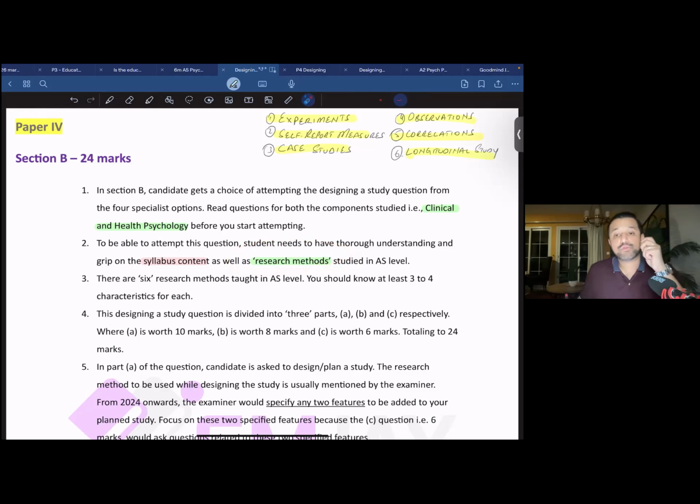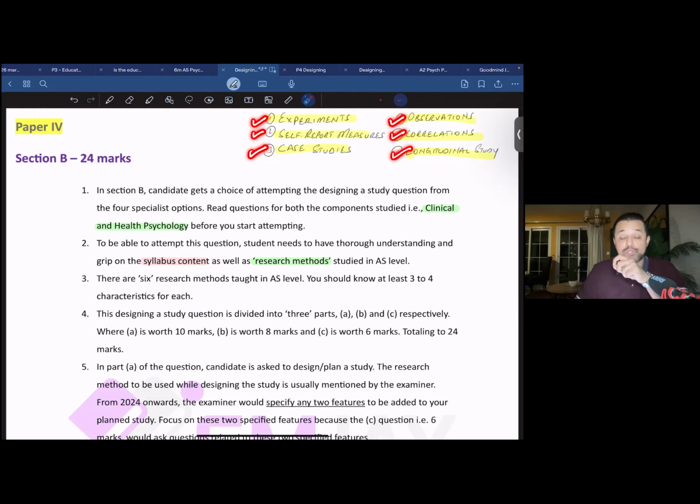Now, what I'd want to advise you all at this point is you should all list down at least 3 to 4 characteristics for each of these research methods. These characteristics that you list down, you learn them and then learn how to apply them as you apply them in paper 2 in AS.